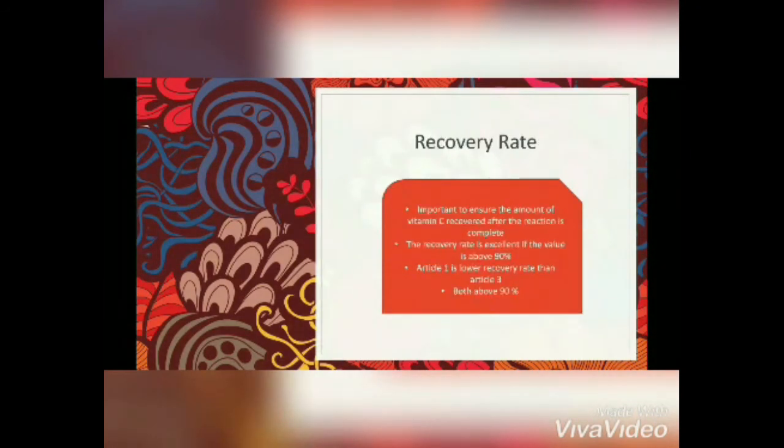Recovery rate. Recovery rate is important to ensure the amount of the vitamin C recovered after the reaction is complete. The recovery rate is excellent if the value is above 90%. Article 1 has a lower recovery rate than Article 3, but both of these articles have values above 90%, so it is an excellent recovery rate.